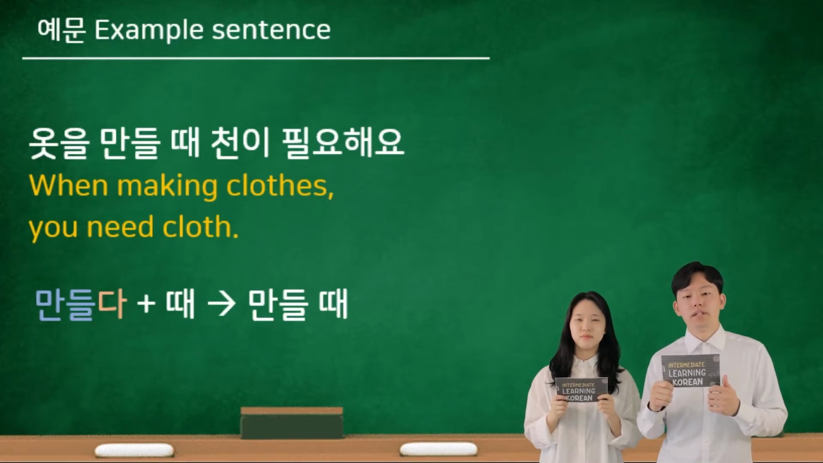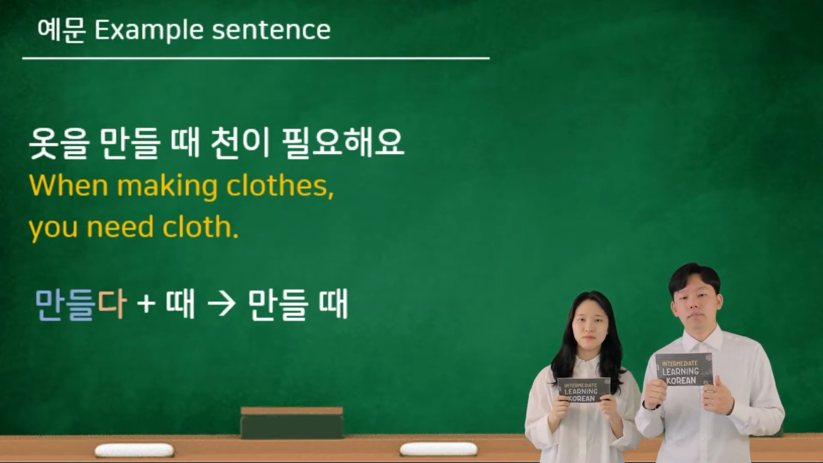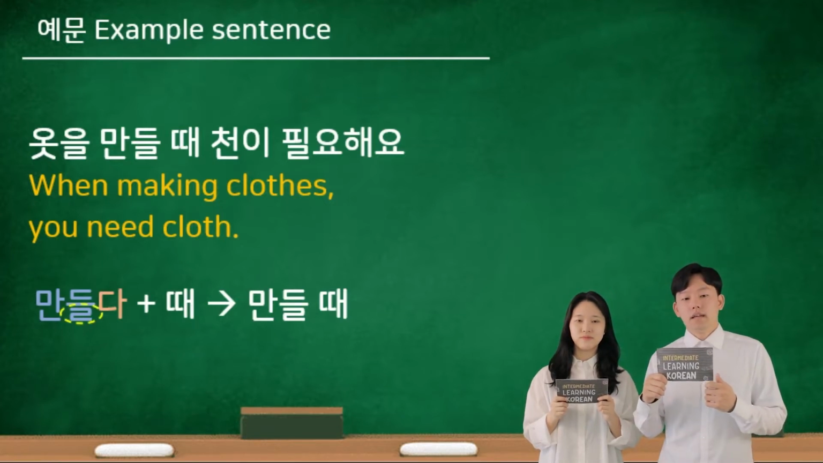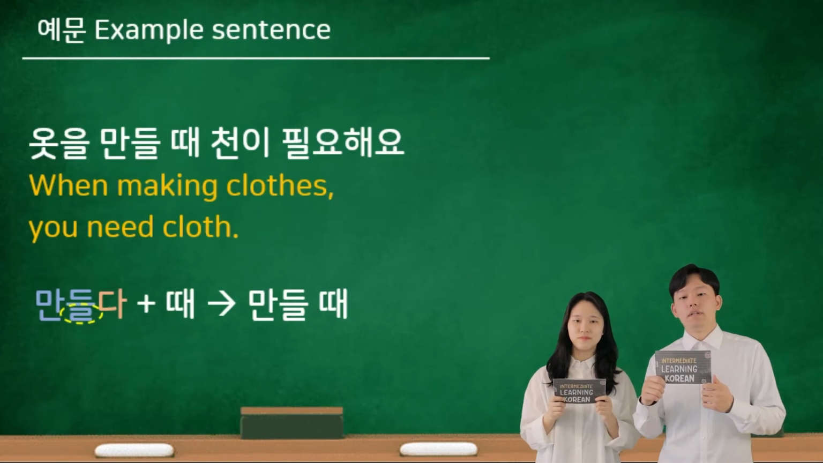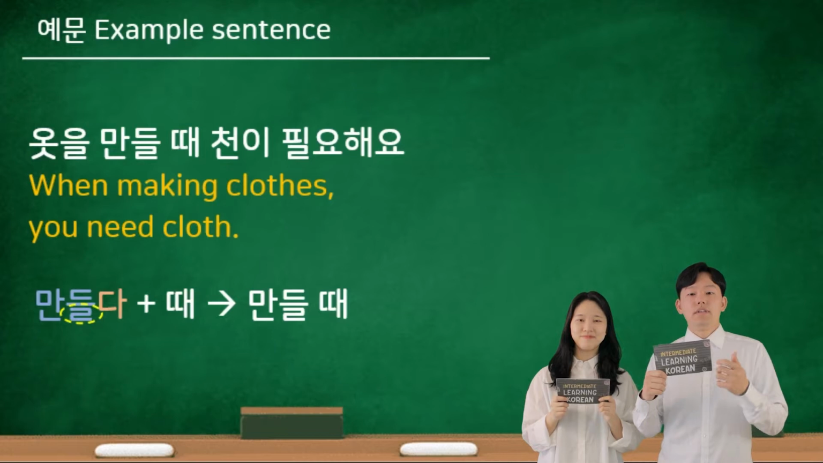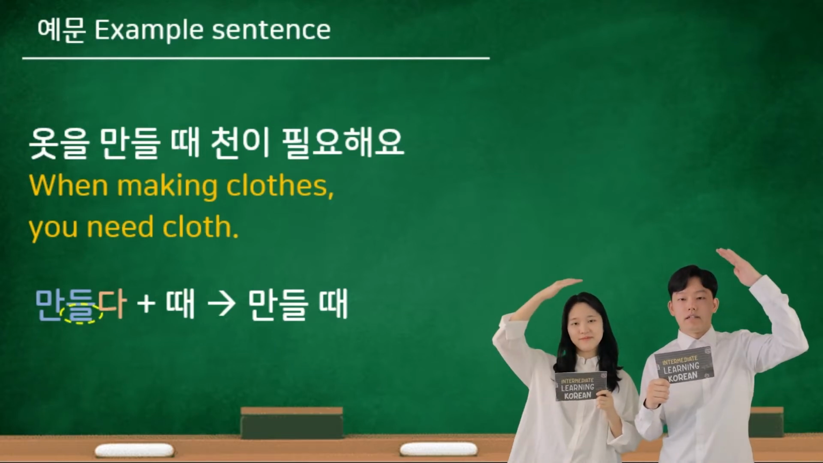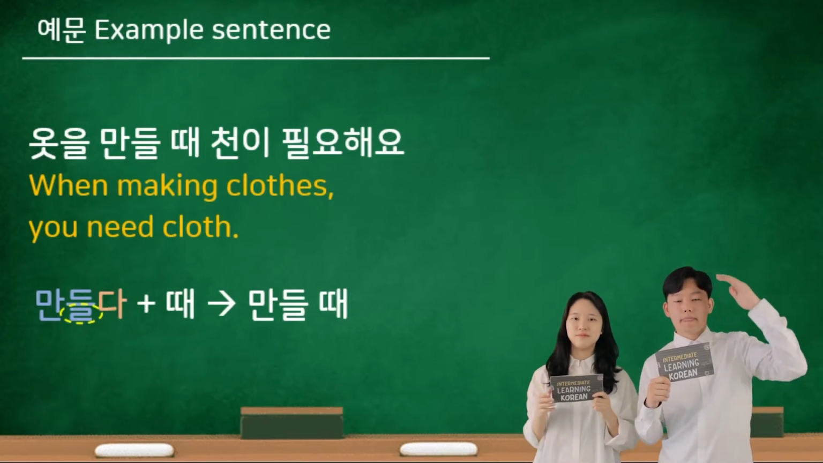Yes, let's look at the example sentences together. 저는 음악을 들을 때 행복해요. In this sentence, if there is a consonant 디귿 in the stem, the consonant of the verb 듣다 is changed to 리을 and 을 때 is used. So we can say 들을 때.